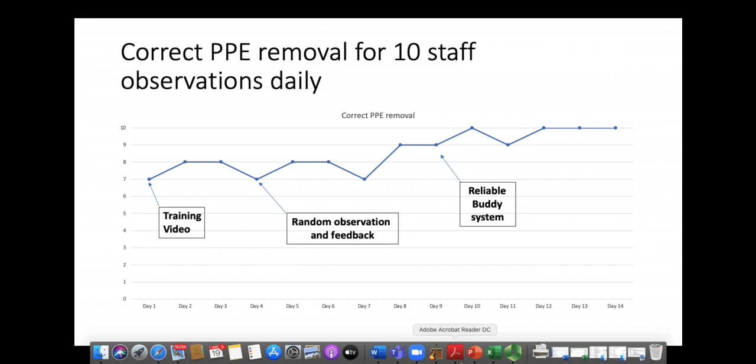It's noted when an observer or buddy is available that there is some improvement in the correct removal of equipment. And when this is instituted reliably, this seems to result in a consistent change with all staff correctly removing PPE. This, of course, would need to be monitored further over time, but maybe not as intensively, maybe looking every few days.